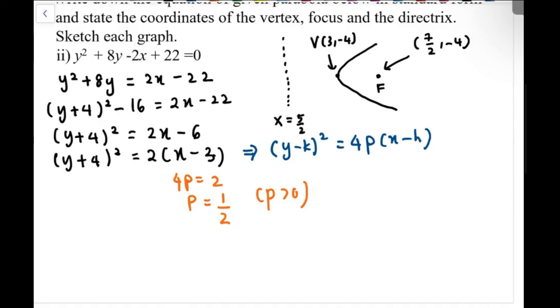Dah settle last part. Adjust our axis. So kat sini tadi y kita negative 4. So y0 akan ada dekat atas. Kita tak langgar pun. And then x equal to 5 over 2. Oh sorry, tadi saya salah tipe. X and y. Okay. Dah siap.